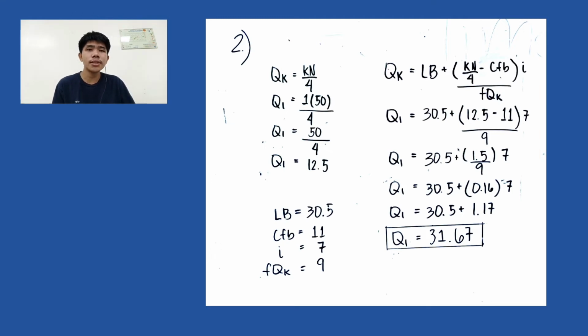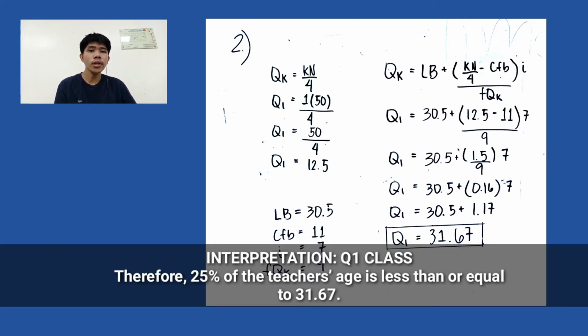Multiply 0.16 by 7. This will give us 1.17. So Q sub 1 is equal to 30.5 plus 1.17. Now we will add 30.5 plus 1.17. And this will give us the answer of our Q sub 1, which is 31.67. Now, to interpret our Q sub 1 class, therefore 25% of the teachers' ages are less than or equal to 31.67.